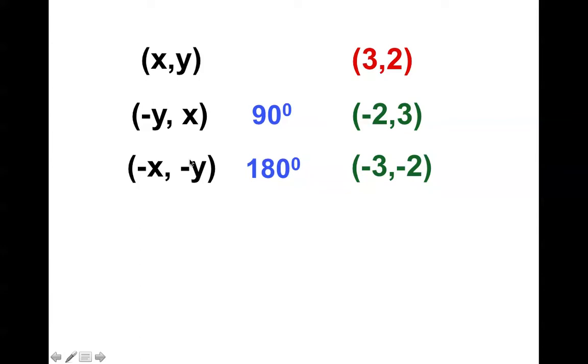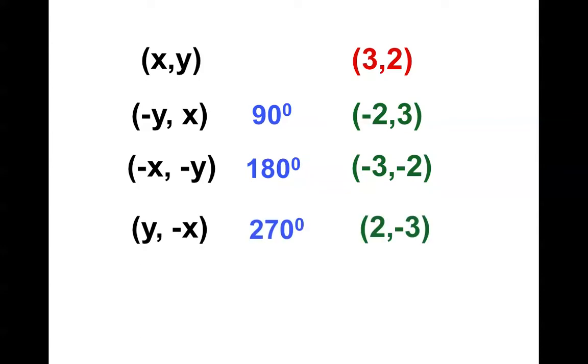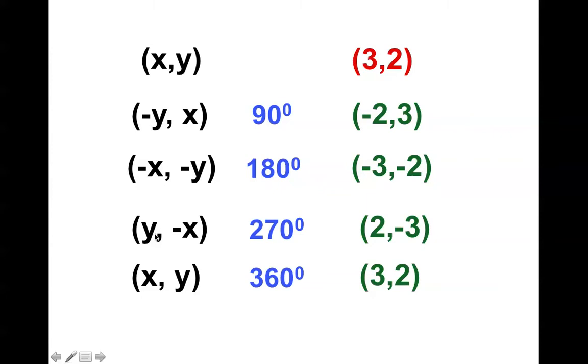Does that pattern hold true? You bet it does. Notice, the number in the x-coordinate spot gets moved to the y-coordinate spot, and it stays the same. The y-coordinate spot gets moved to the x-coordinate spot, and it becomes the opposite. And if we want to complete this full circle, a full 360, notice the y gets moved, and the x becomes the opposite.